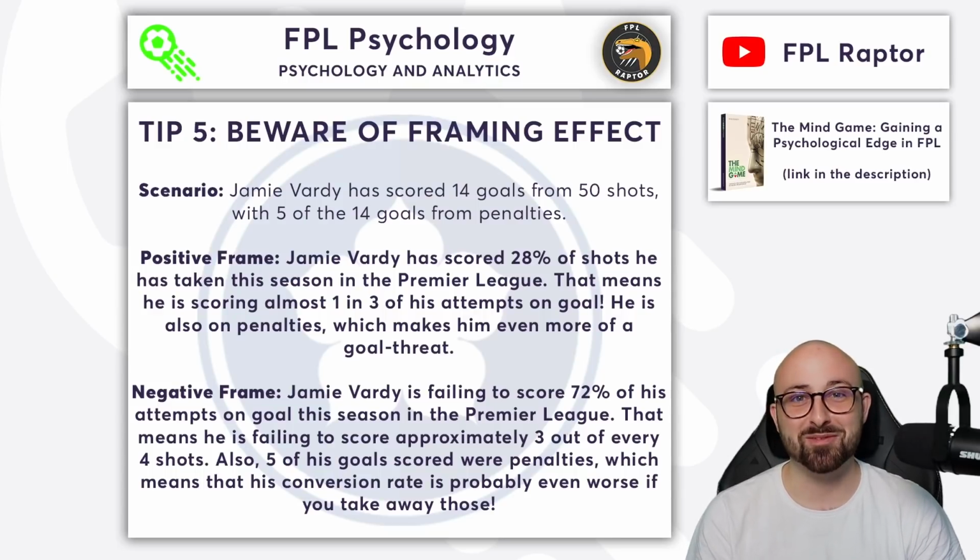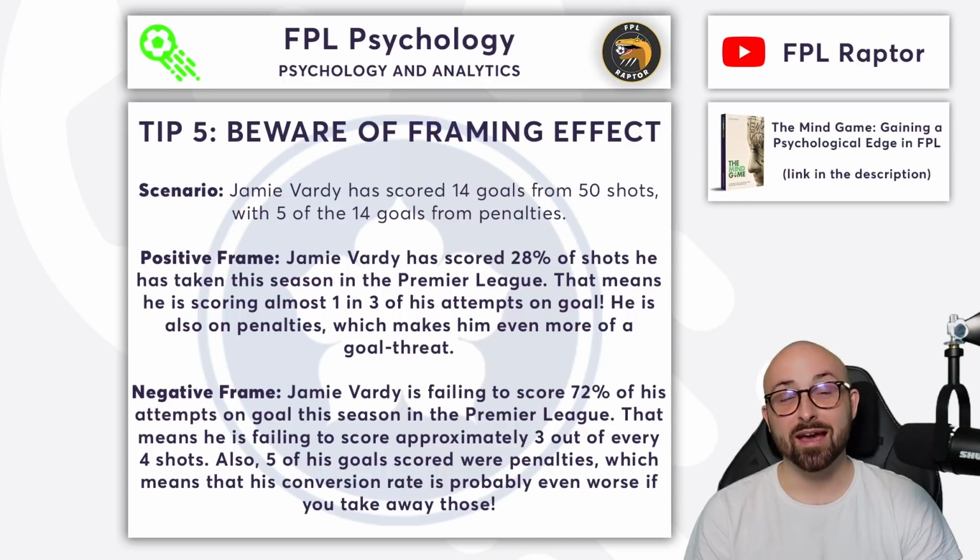That means we want to bring in Jamie Vardy or we own him, we want to captain him. A negative frame, we don't want to bring him in. We want to say that he's not a good option. Jamie Vardy is failing to score 72% of his attempts on goal this season in the Premier League. That means he's failing to score approximately 3 out of every 4 shots. Also, 5 of his goals were scored with penalties, which means that his conversion rate is probably even worse if you take away the penalties. Right? To be fair, that scenario, Jamie Vardy scoring 14 goals from 50 shots, is probably quite good. But you can see that you can frame it positively or negatively.